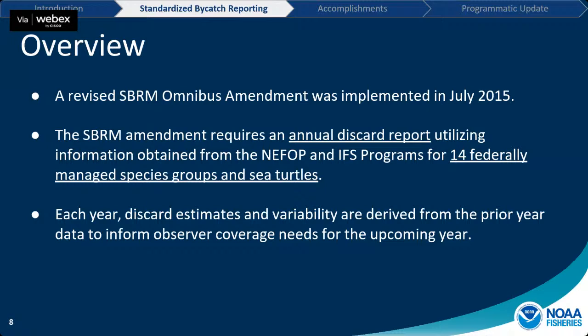The amendment does require us to do an annual discard report, which utilizes information obtained from our observer programs for 14 federally managed species groups and sea turtles. Each year, discard estimates and variability are derived from the prior year data to inform observer coverage needs. So this year we did do a full analysis for the first time since the pandemic. Next slide, please.